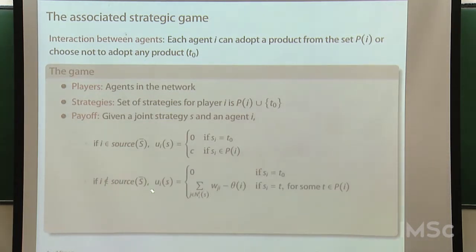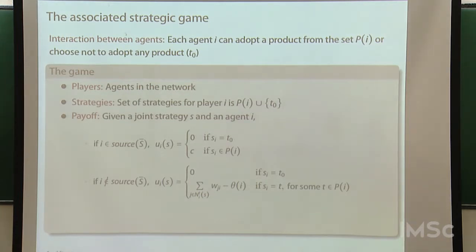If i is not a source node, so i is influenced by some agents in the network, again if the choice is T0, which means that he is not adopting any product, then the payoff is 0. Otherwise, this is the interesting case.